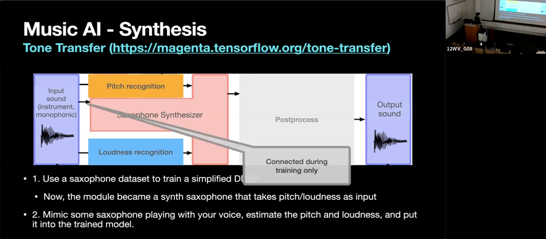And then what we do here is, after training, we actually cut the connection from the input sound to the synth. What we're going to do is let the synthesizer keep the information about the timbre of saxophone, but we will still use the pitch and loudness recognition module on the input audio. So let's say I sing something like da da da, and then we extract the pitch and loudness and pass it to the synthesizer while we keep all the different knobs, the values that are optimized to recreate saxophone sound.